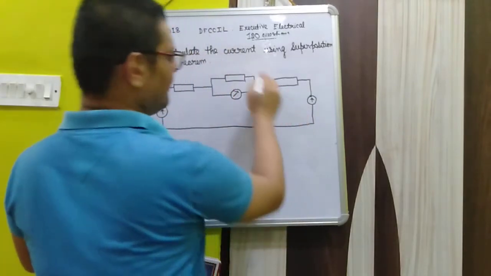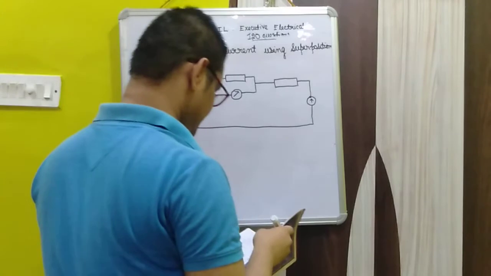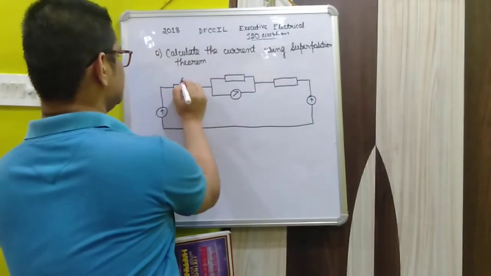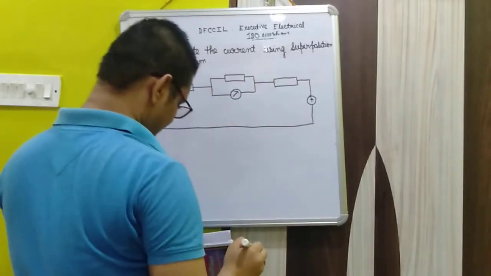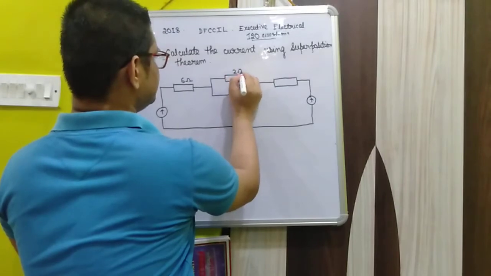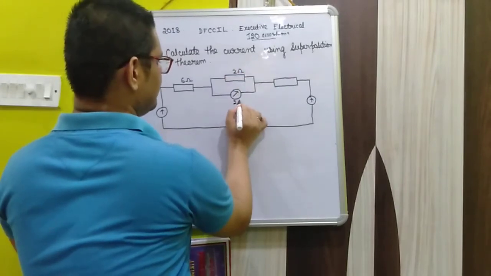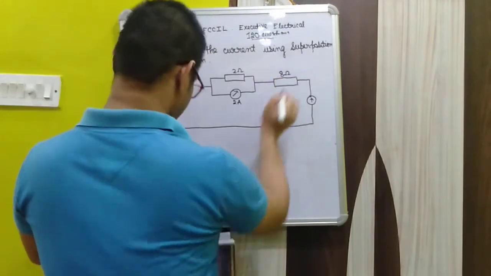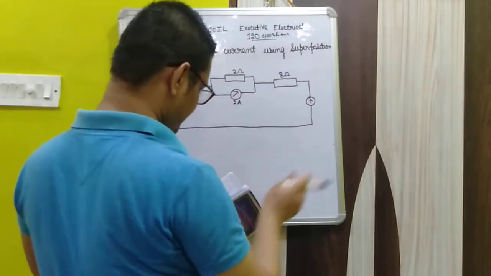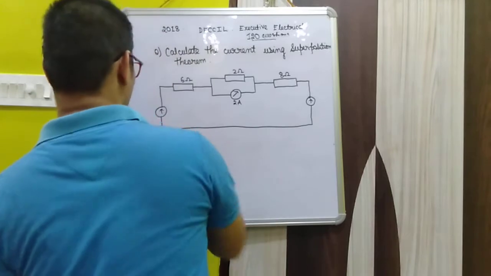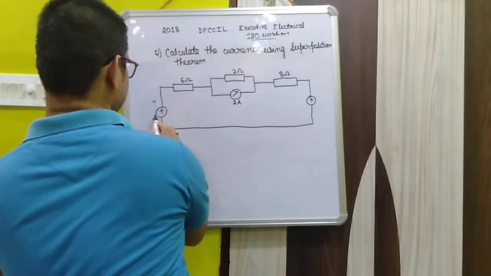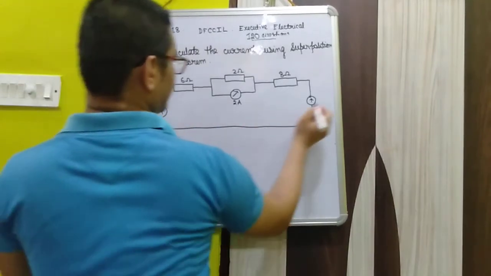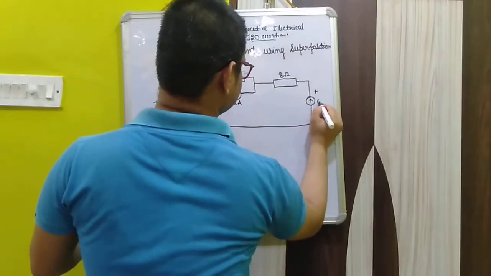Now we take the values which are given in the exam. This one was a 6 ohm resistance and this was a 2 ohm resistance. The current source is 2 ampere, and this is an 8 ohm resistance, and the two voltage sources are 8 volt and 6 volt, with plus and minus polarity.